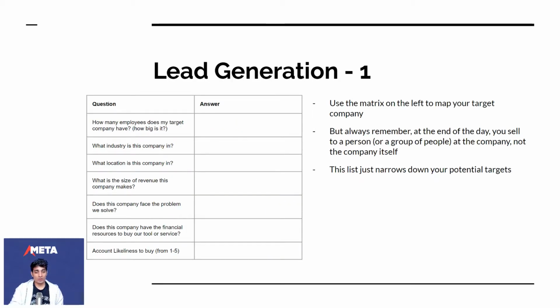There's a matrix on the left, and I want you to answer these questions. This is a standard matrix that we use a lot. I don't know if other companies use something similar, but I understand that most companies have something along these lines, right? So this is a good template to use if you don't already have one. You have to map your target company using this. But always remember that at the end of the day, you sell to a person or a group of people at the company and not the company itself. This list just narrows down your potential targets.